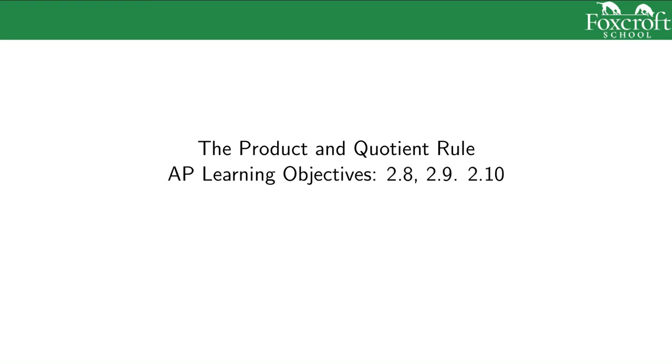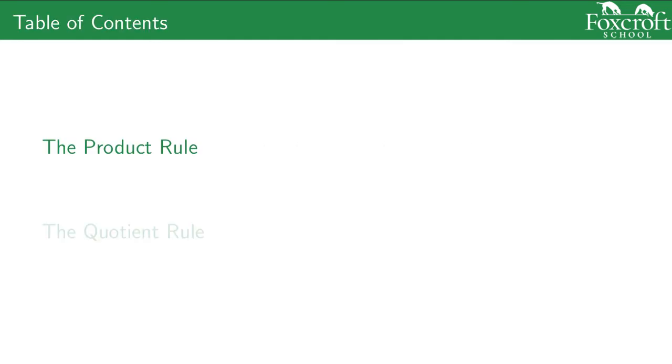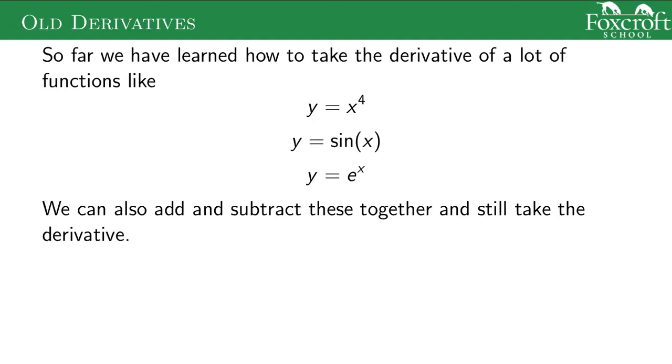So in this series of videos, we're going to learn some more shortcuts of taking derivatives with new types of functions. The first one we're going to look at is the product rule. So far, we've learned how to use the power rule, so we can take the derivative of this to get 4x cubed. We learned some trig functions, so the derivative of sine is cosine, and some exponentials, so the derivative of e to the x is e to the x. So we've learned those already.